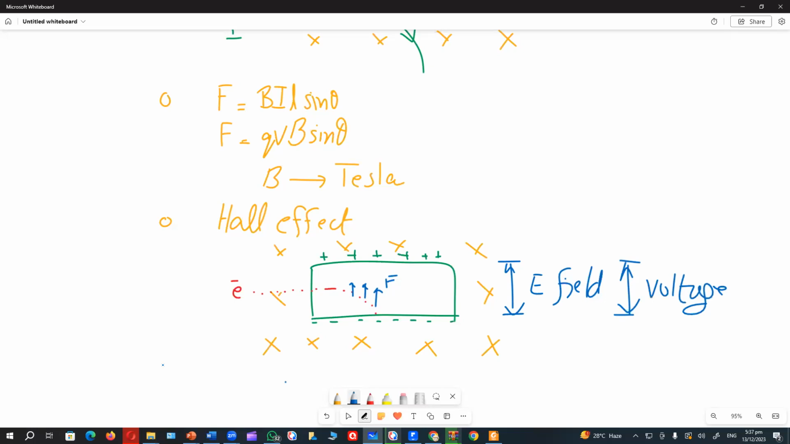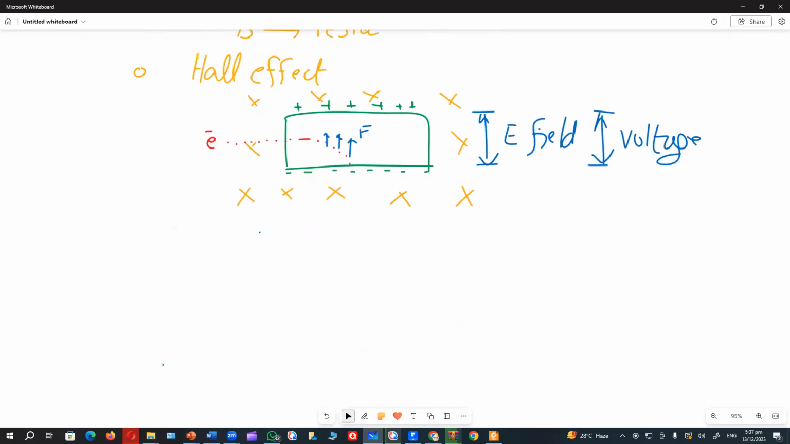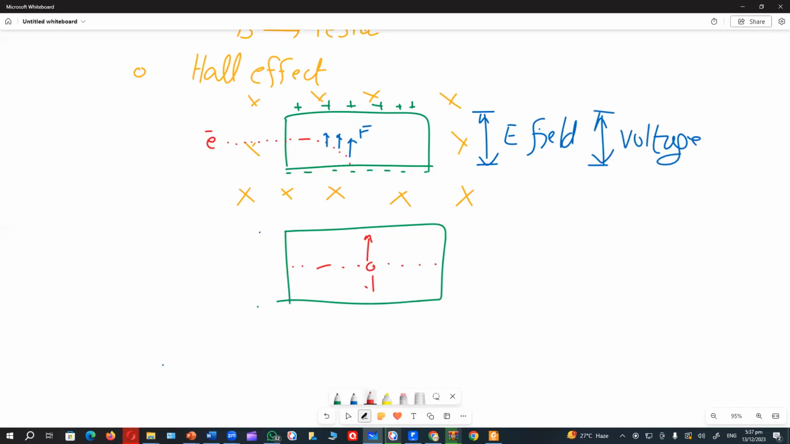It is basically an effect of voltage across a conductor which is placed in a magnetic field. It's a flat conductor. So after some time, what will happen? After some time, the electrons begin to move in a straight line because the upward force balances the downward force. So the electric force balances the magnetic force.